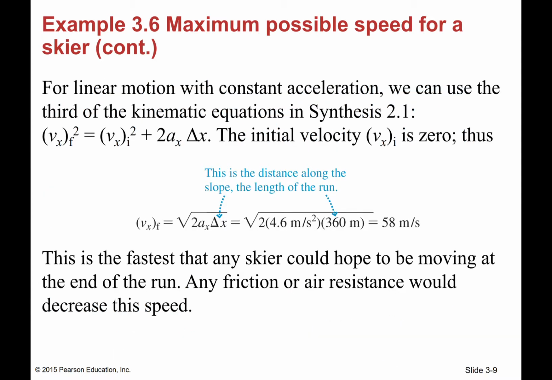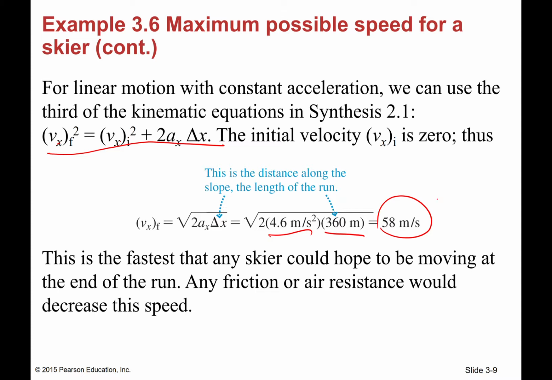So now I apply the previous formula. Velocity final squared is equal to initial squared plus 2 times the acceleration in x times delta x. And so the initial velocity is 0. So the final velocity is the square root of 2a times delta x. That's 360 meters, this is 4.6, and I get that that's 58 meters per second. So that is the possible maximum speed.